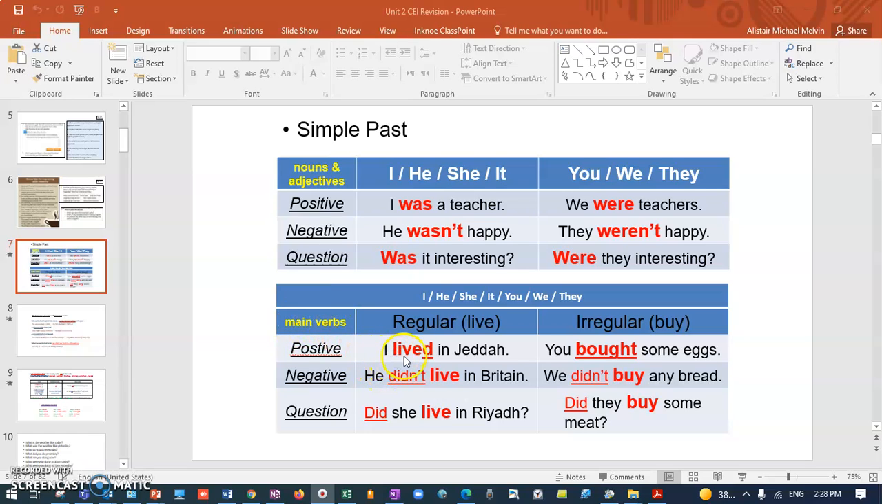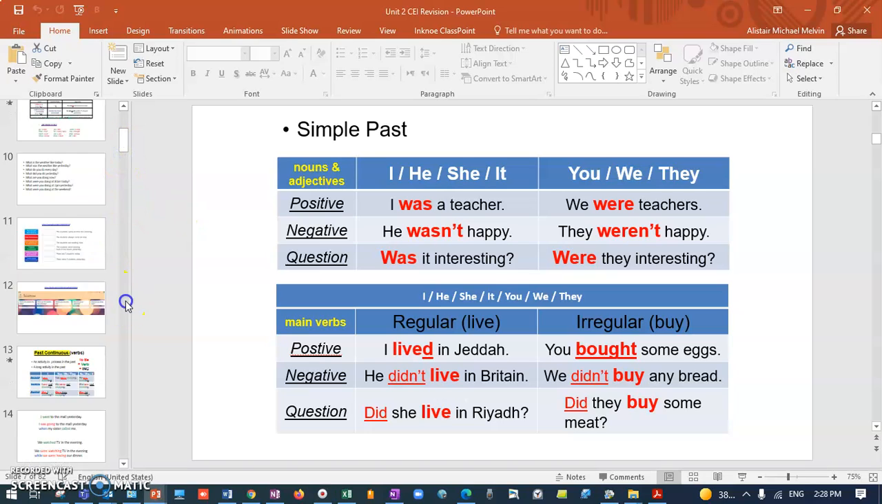Okay, so for example, I lived, you bought, didn't live, didn't buy, did live, did buy. Okay, so it's different if you're using noun and adjective, different if you're using another verb. Okay, let's look at past continuous quickly.